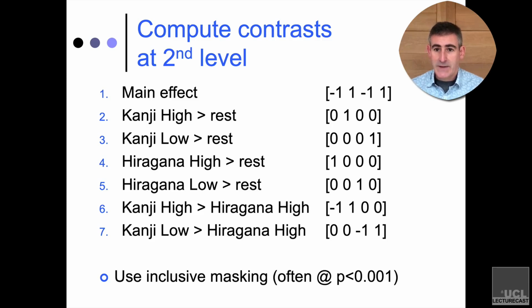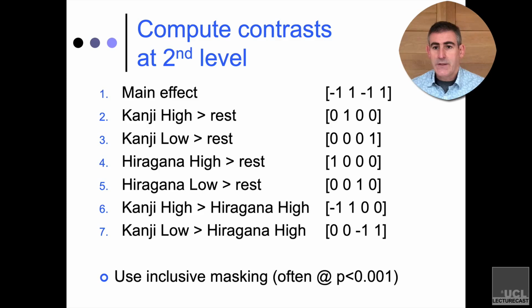When you specify a main effect, when you specify inclusive masks, you have to say at what threshold you're going to mask the data at. So you could do it at a corrected level. You could say, well, I'm going to make sure that each of my masks is only including voxels that are there after you deal with the multiple comparison problem, which we'll talk about next week.